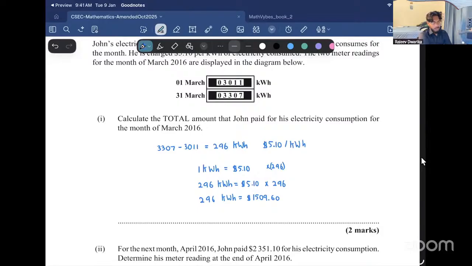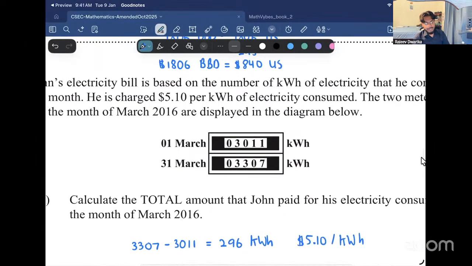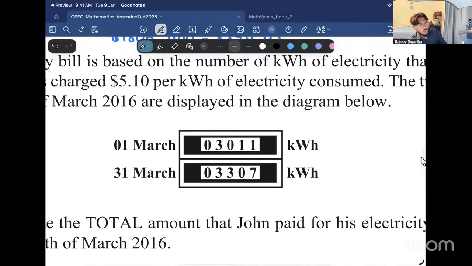Oh, no problem. So, we have an electricity bill here. They want us to figure out how much money he has to pay for the electricity bill. On the 1st of March, there's this reading on the meter, and on the 31st of March, there's that reading on the meter. How would I figure out how much electricity he consumed for the month of March? You tell me.